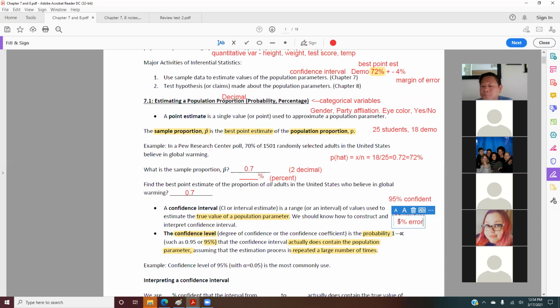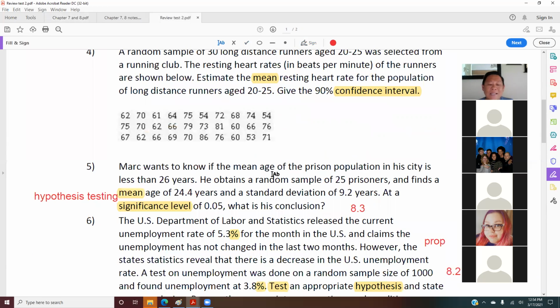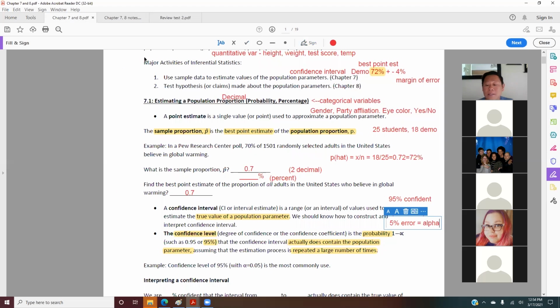You guys with me here? And this 5% error is what we call alpha. And if you remember alpha, in your review here, this is called the significance level. So you see the significance 0.05. So this is also called significance level. That's the reason why if I give you 95% confident, you still have a 5% error.